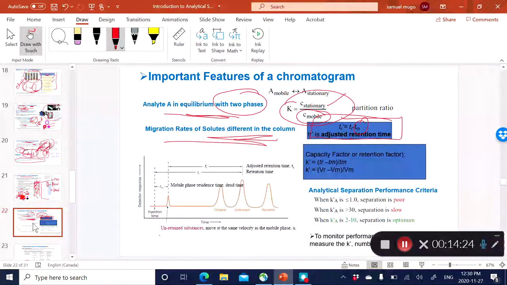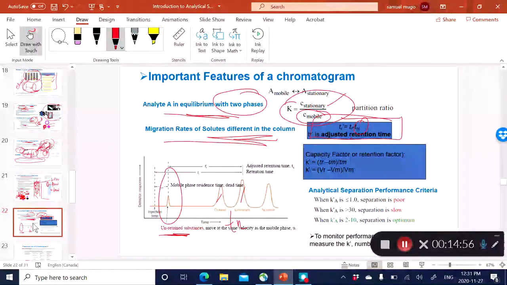So if at all I've got any unretained species, meaning there's no chemistry at play, it flashes through the column. So that Tm refers to the amount of time the non-retained species just took to percolate through the column. Whereas the analyte's retention time, the TR, refers to the retention time for the retained species. And so the adjusted retention time is a difference between the two.